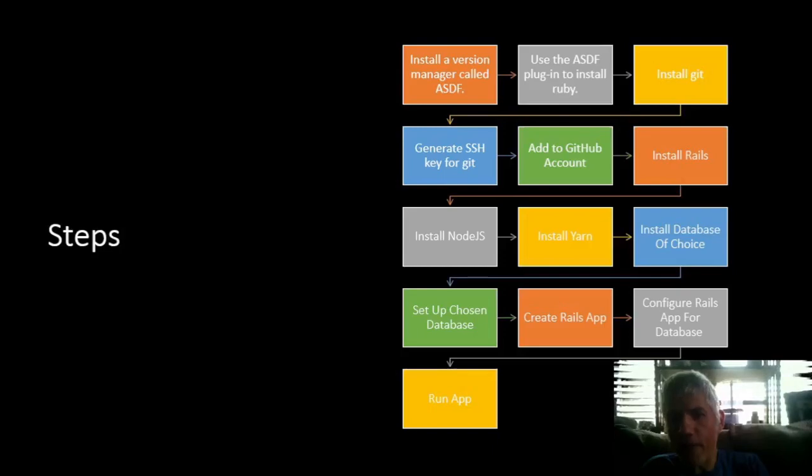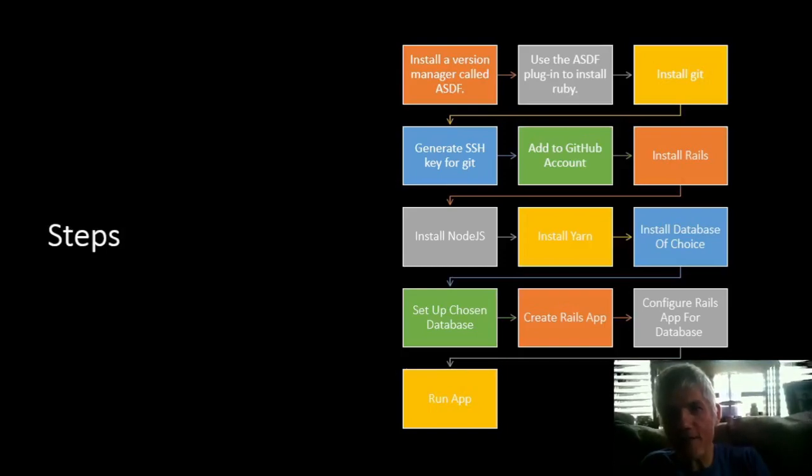And now the remaining steps are to install a version manager called ASDF. Some of the pros of using ASDF as a version manager do include being able to install multiple packages such as Ruby, Node.js, and Python, and you just have one interface to install all those packages. No need to use different tools to install those packages. As you can see, the next step is to use the ASDF version manager plugin to install Ruby.